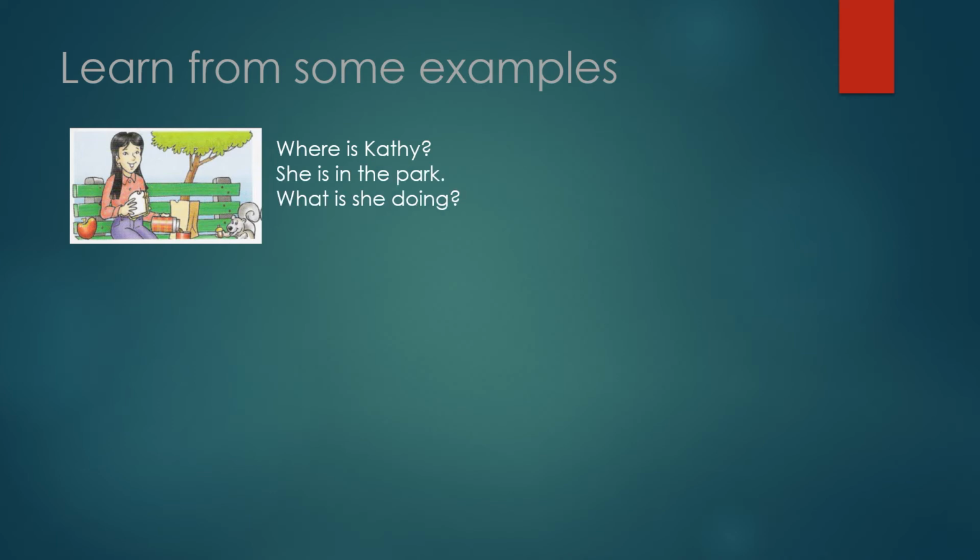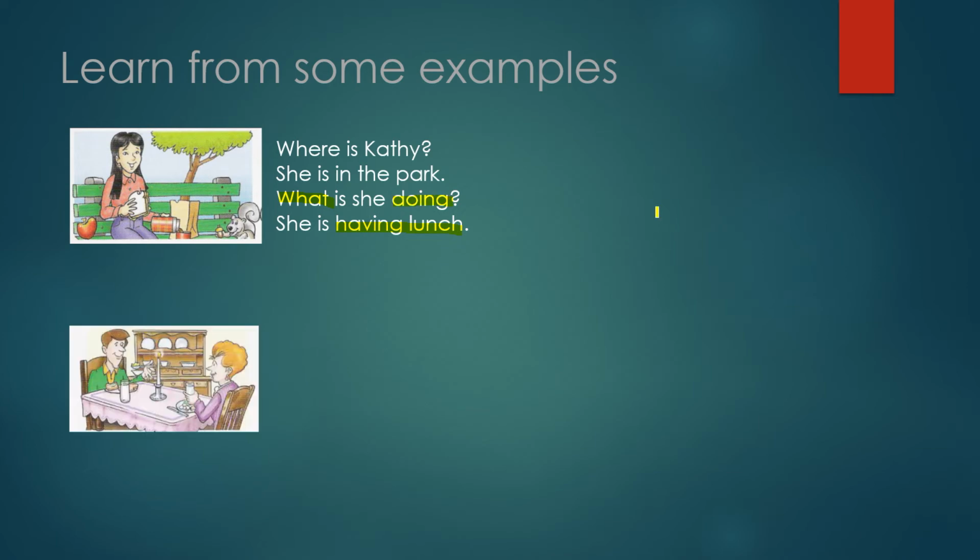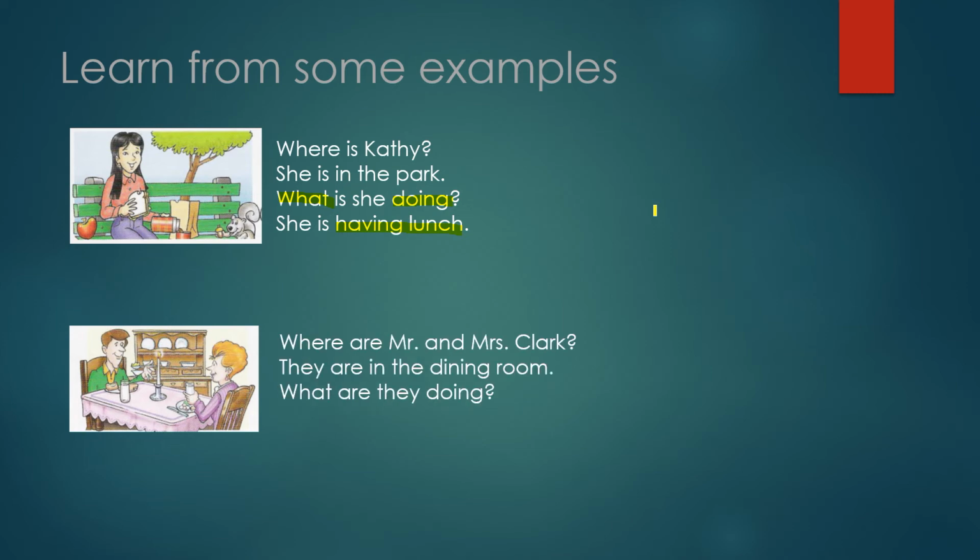She's in the park. What is she doing? She's having lunch. Again, having lunch is the action that we do not know. So we use what as the question word and doing to replace it. Example number 2. Where are Mr. and Mrs. Clark? They're in the dining room. What are they doing? They're eating dinner. Again, eating dinner is the action that we do not know, so we use doing to replace it and what as the question word.